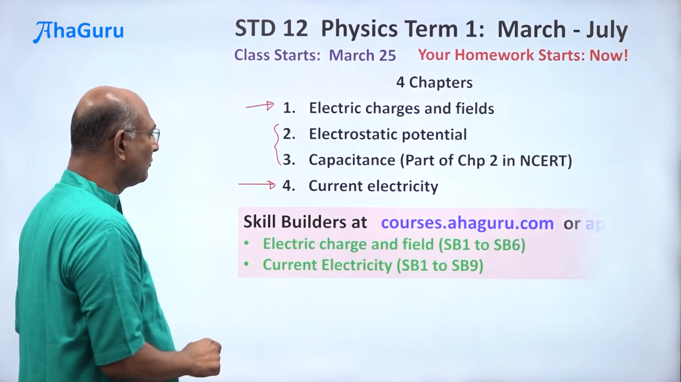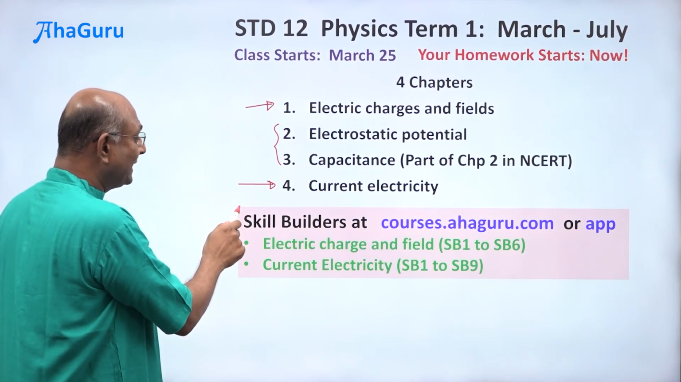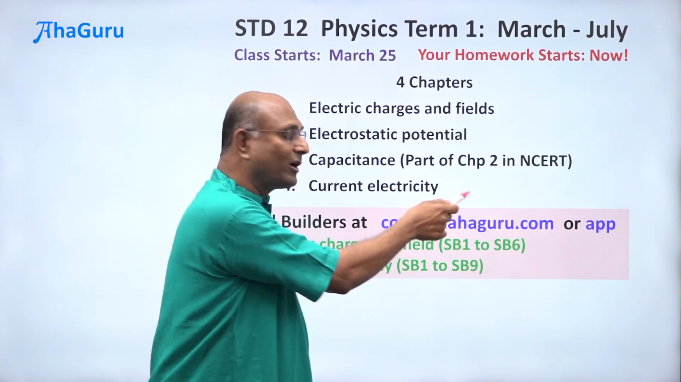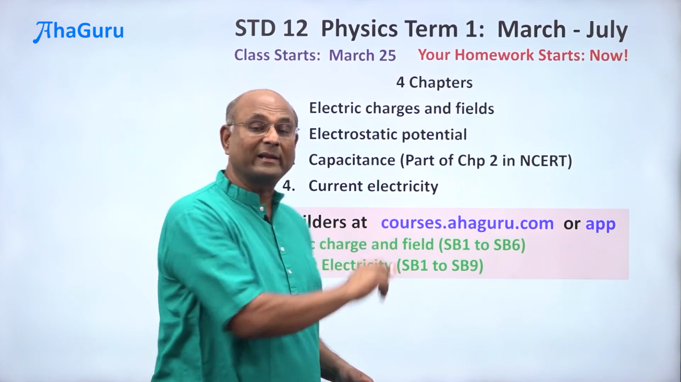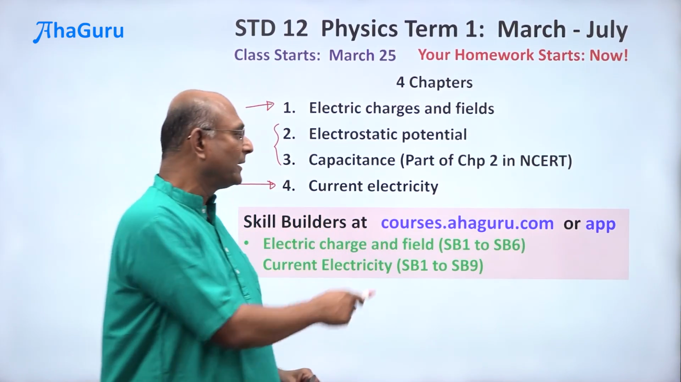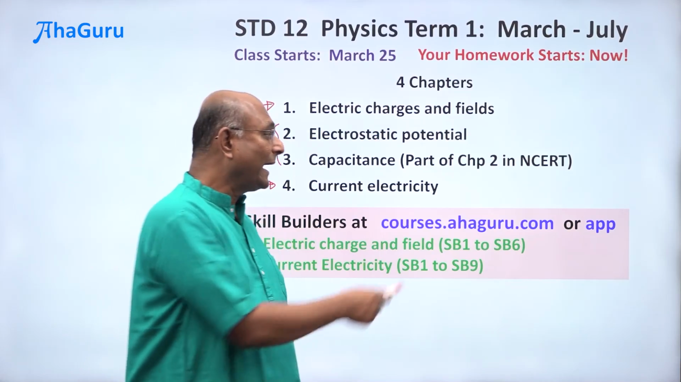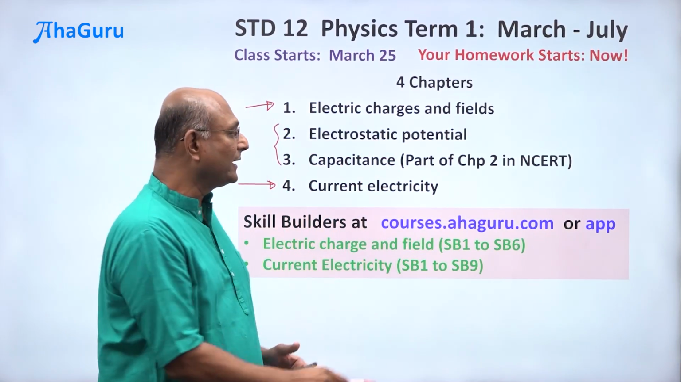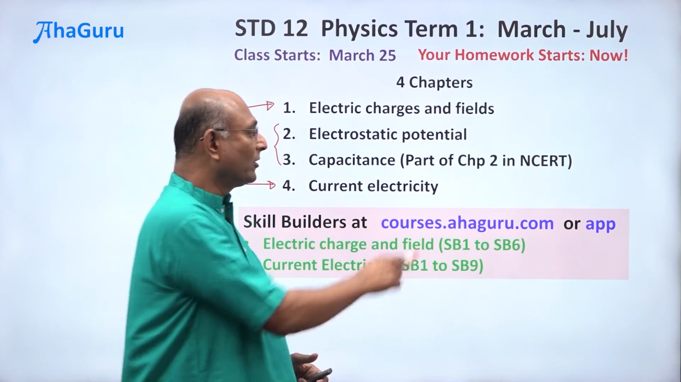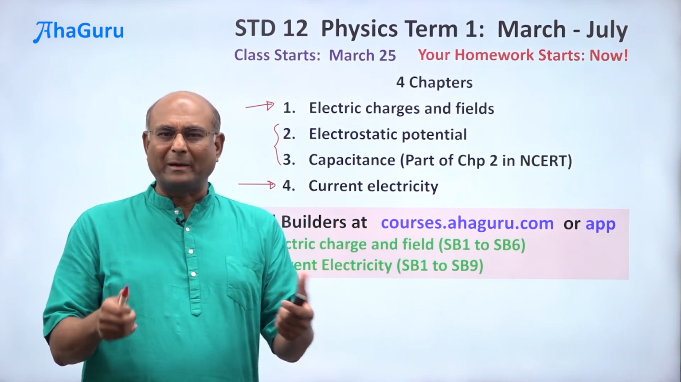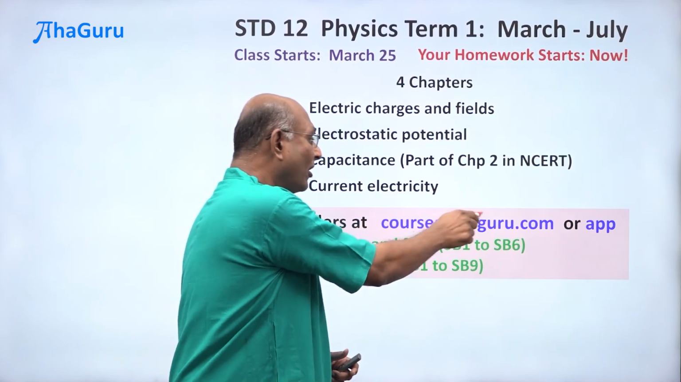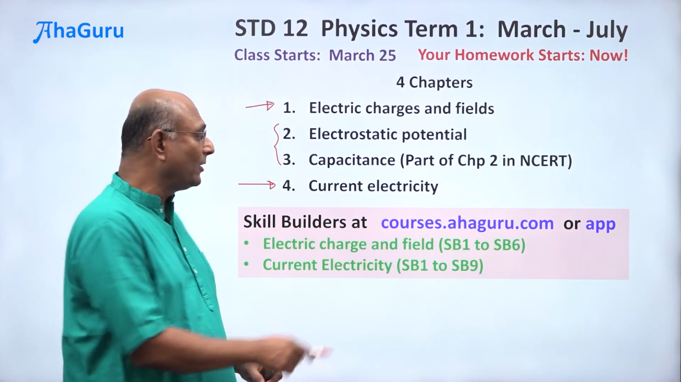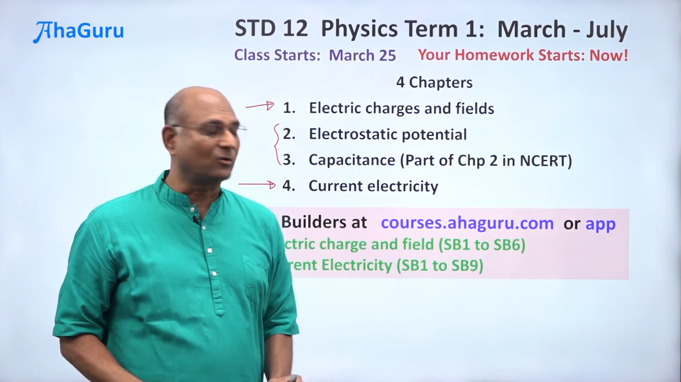Let us now look at this. Whenever I say skill builders, the skill builders are available at courses.ahaguru.com or in the AhaGuru courses app. If you want to do it on your tablet, Android tablet only, it does not work on iOS. On an Android tablet, you can download the AhaGuru courses app on your phone or on the tablet. I don't recommend phone because it will become very small. Or go to the website and do it at courses.ahaguru.com. You can use your Gmail login to access the course.